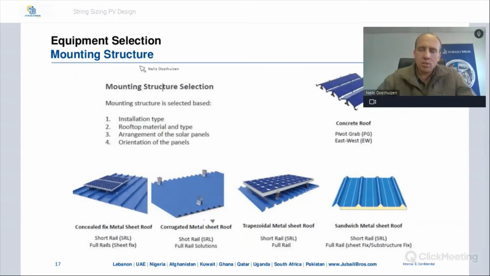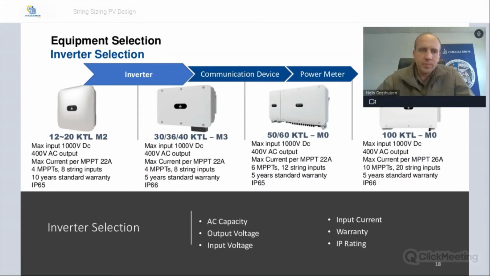When selecting your mounting structure, you need to look at your installation type, your rooftop material and type, the arrangement of the solar panels, and the orientation of the panels. On the roof type, there's a variety of rooftops available. If you want us to assist you with the mounting structure, please give us all the details so that we can assist you with using the correct mounting structure. I think using an incorrect mounting structure is one of the worst things you can do for a PV system, as it might cause you hefty losses in future if there's damage to your system or to your rooftop.